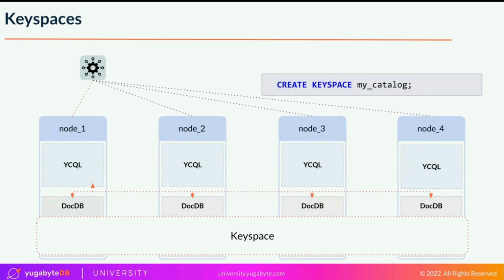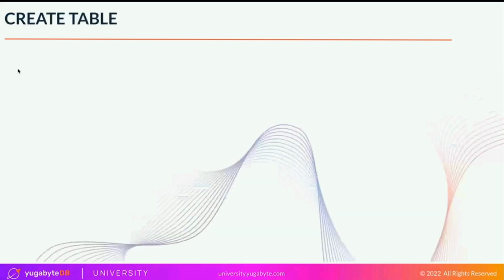In order to achieve high availability and resiliency, YCQL replicates and distributes the table data across nodes in a cluster using its distributed document store, DocDB. A key space is the top level container in a cluster that stores the tables. In this example, a request from the client is received by node 1. And in order to satisfy that request, a connection must be made to the key space in order to access the data in the tables. In the next slide, we'll see how to create a table.